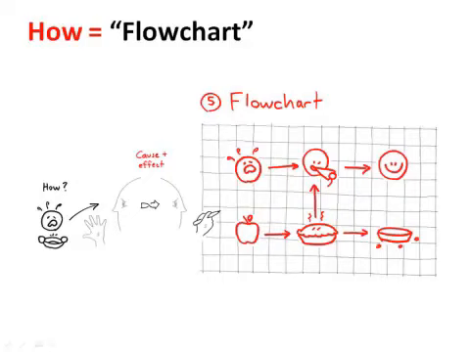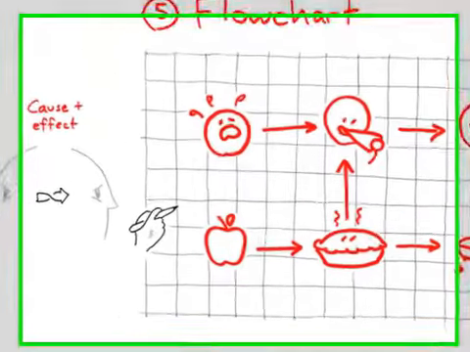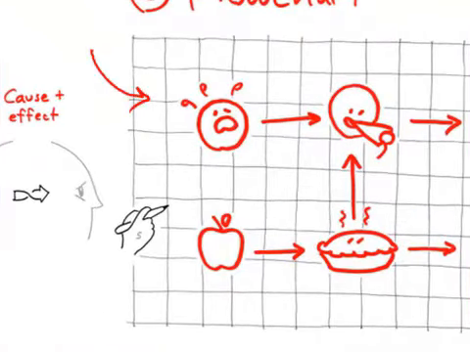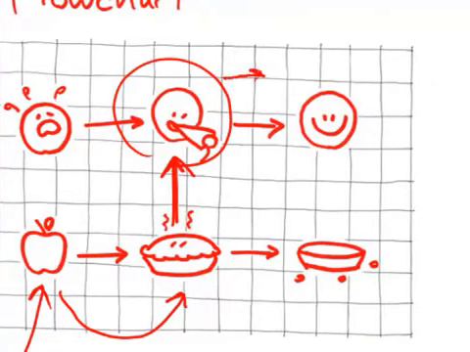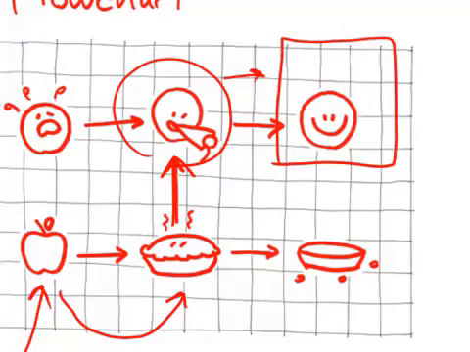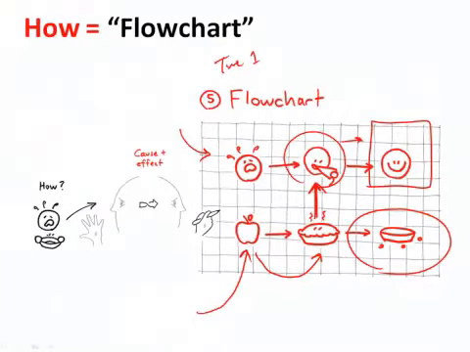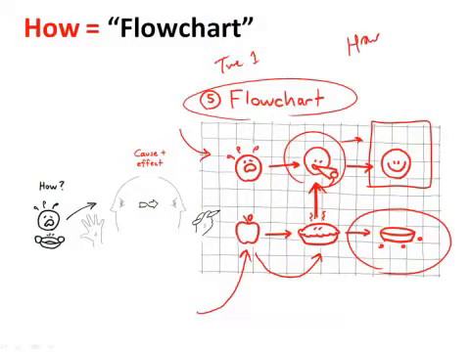Here's a simple example of a little flowchart. How might something work? Let's say that at time 1, at my beginning, I had two things: an unhappy baby and an apple. If I take my apple and use it to make an apple pie, and then I feed that apple pie to that baby, I end up with a very happy baby and an empty pie pan. There's a flowchart of how I might make a baby happy.